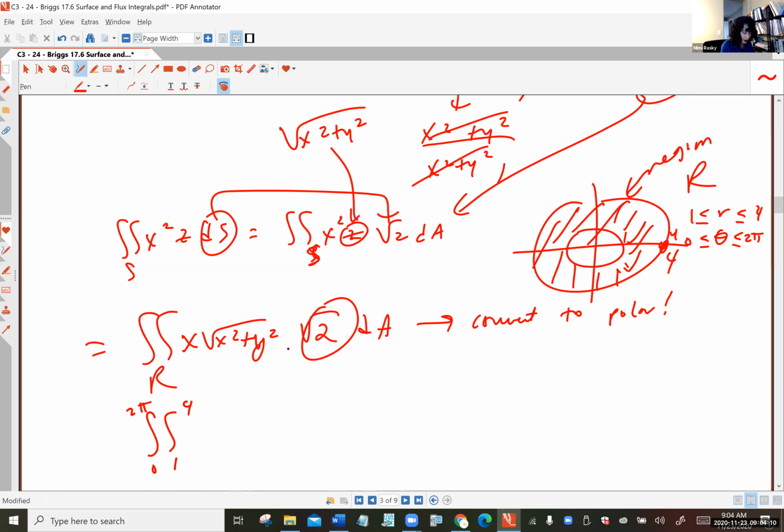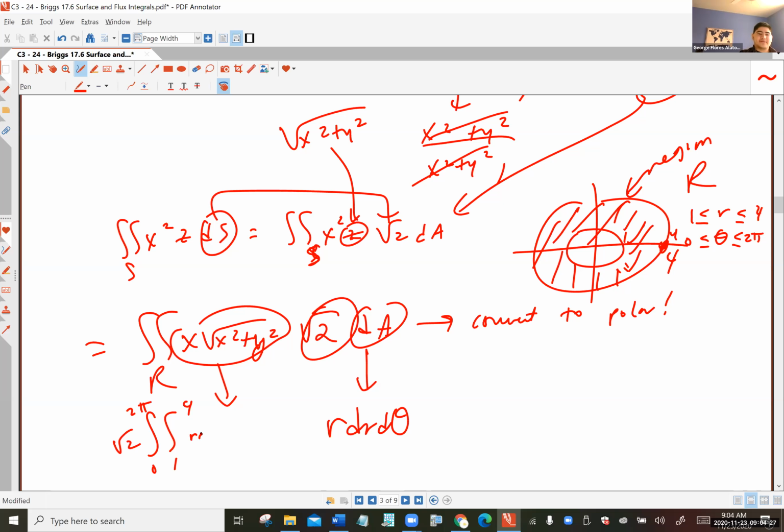I'm going to pull this square root of 2 out in front. What do we replace dA with? Think like a pirate. Arr. r dr d theta. Okay. How about this integrand? How do we convert that to polar? x equals r cosine theta. Good. And square root of x squared plus y squared? It's r squared.